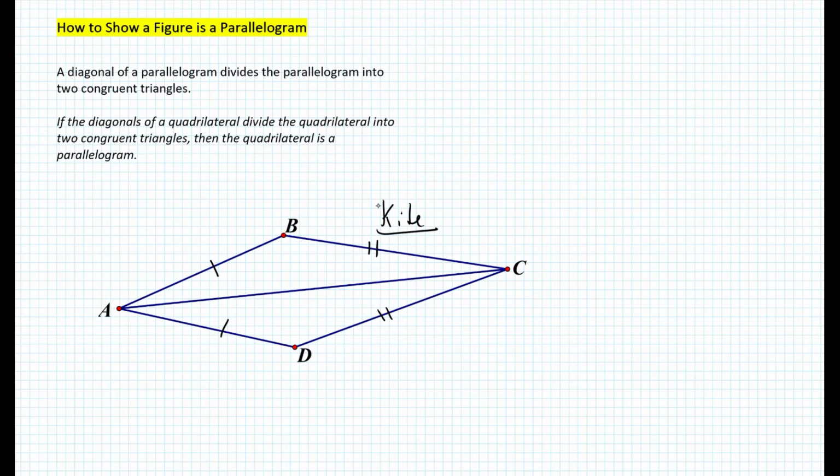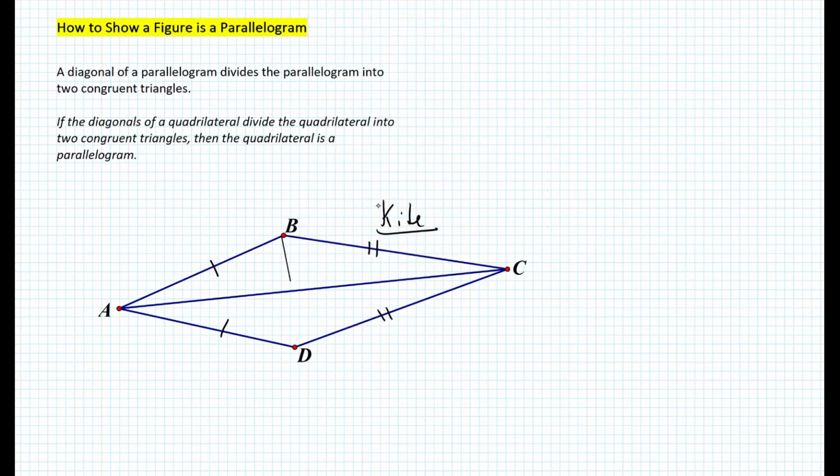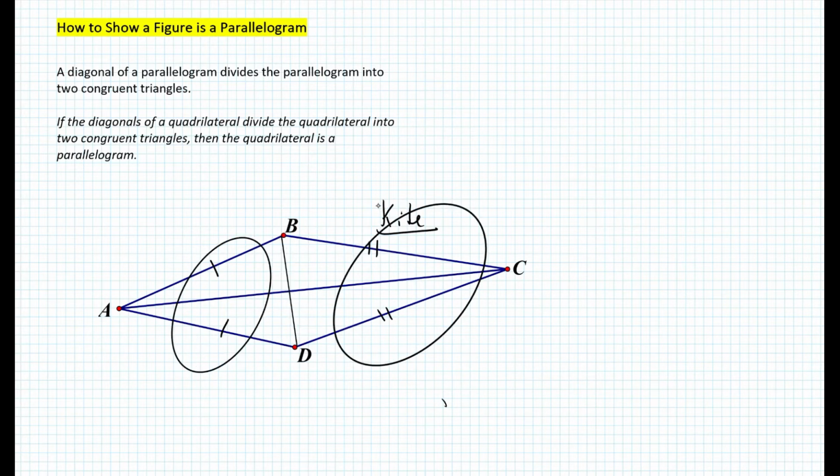But what if we drew another diagonal? Let's say we're drawing another diagonal here. Let me get a line from B to D, like that. Then the question is, are these two triangles congruent? And the answer is no. So it turns out that this property actually is not true. This is not the case.